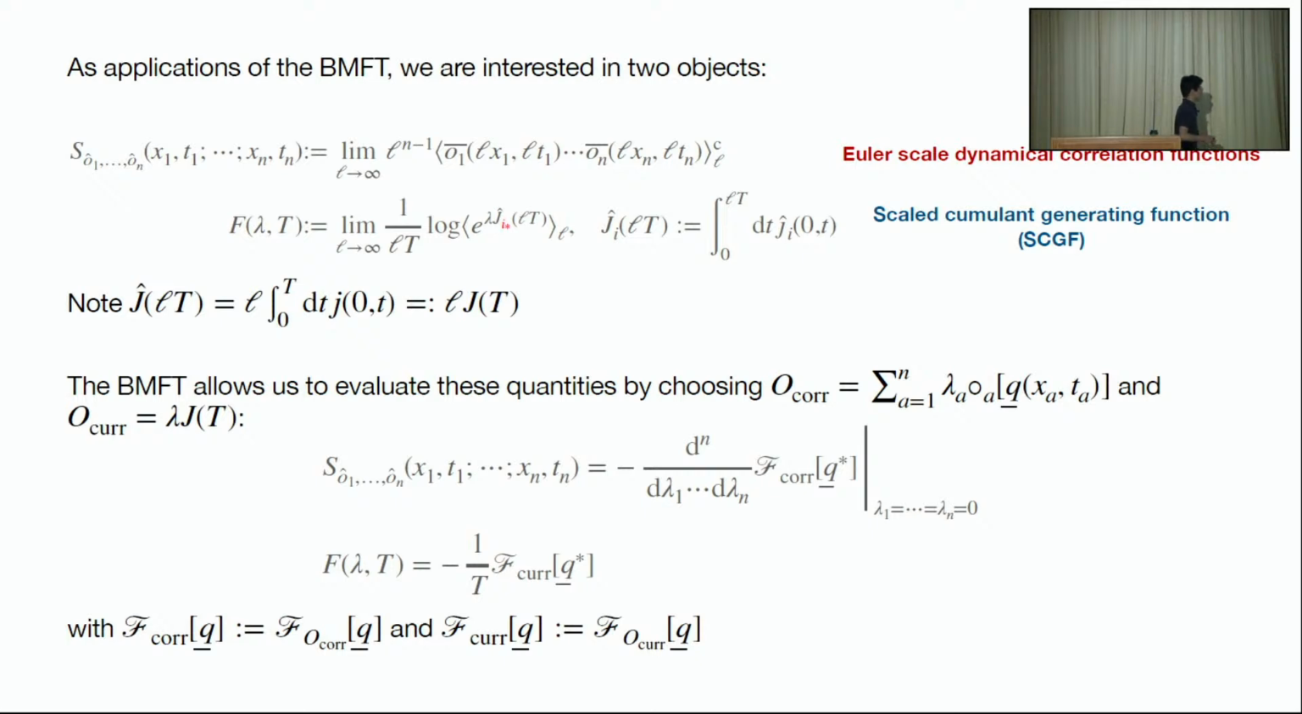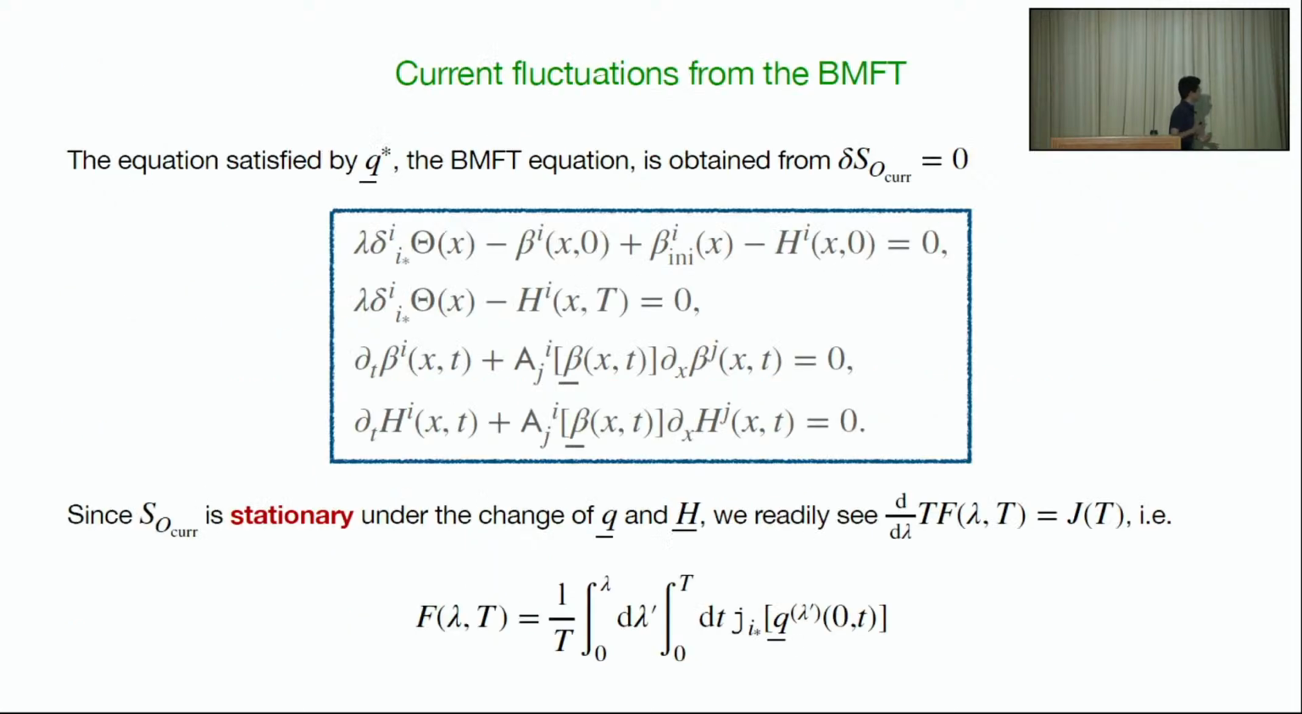And you immediately realize that if you follow the logic of the BMFT, these two objects should be given in these fashions. So I'm going to see how we can really compute it. Now let's start with the current fluctuations, so the scaled cumulant generating function, which is simpler. So in order to know the equation satisfied by the Q star, we have to, as I said, take the variation of the BMFT action S, which reads like this. So if you solve this equation, then you know the full profile of the Q star.